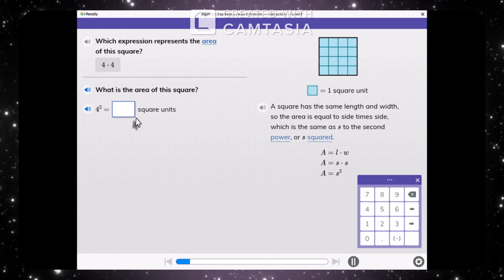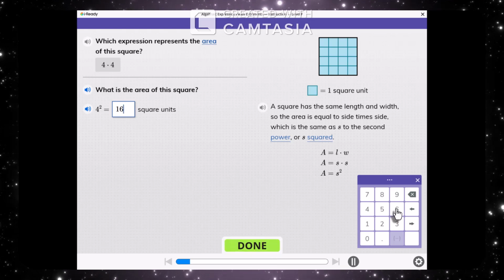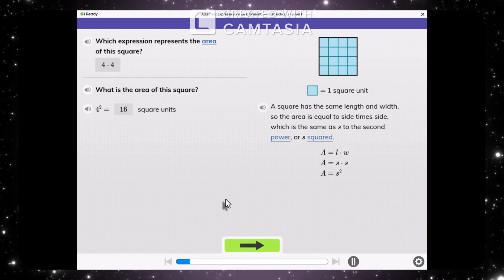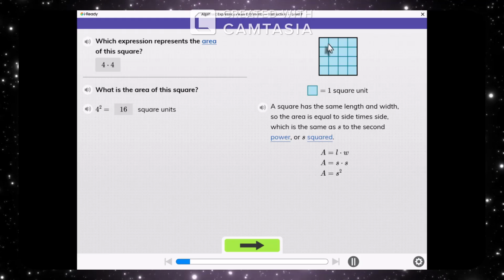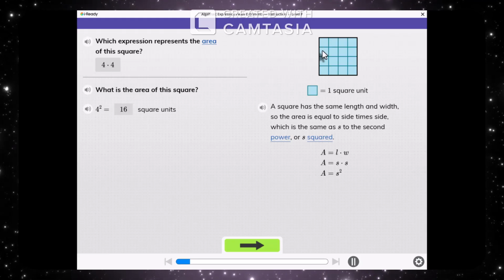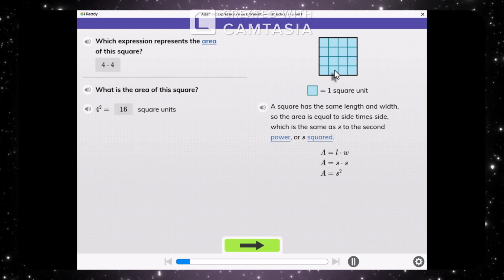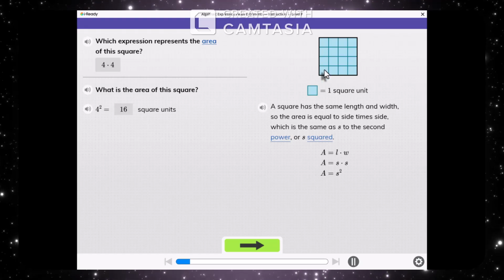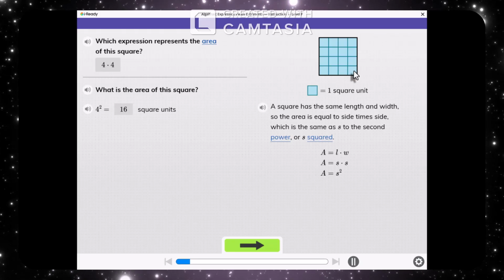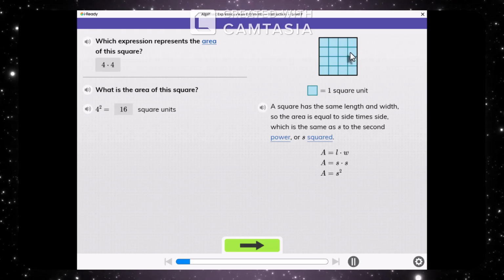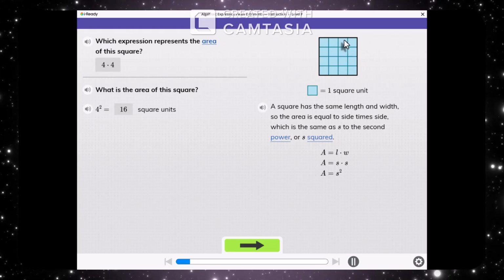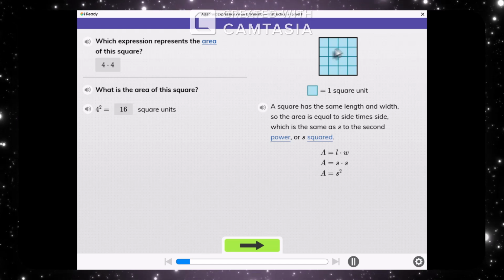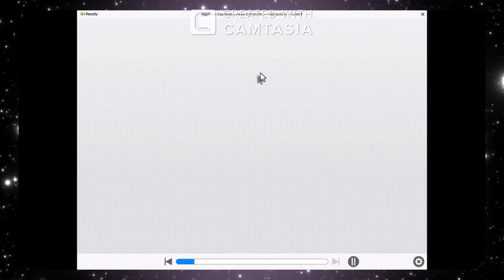4 squared is equal to 16 square units. If you count that, it's going to be the same as 16. I'm going to count it just to show you. 1, 2, 3, 4, 5, 6, 7... 16. Exactly. It's the same exact one.